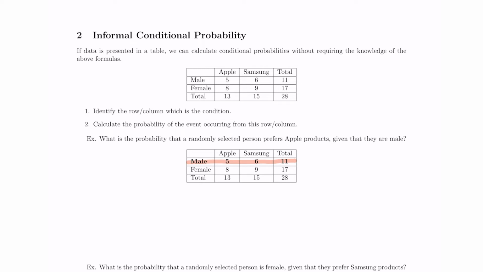So the first thing we do is identify which row that is. Now we can go ahead and solve this probability. We know that we're only looking at this highlighted row. So what's the probability that they prefer Apple products from this row? Well, it's 5 out of the total, which is 11. So 5 out of 11 is equal to 0.455.